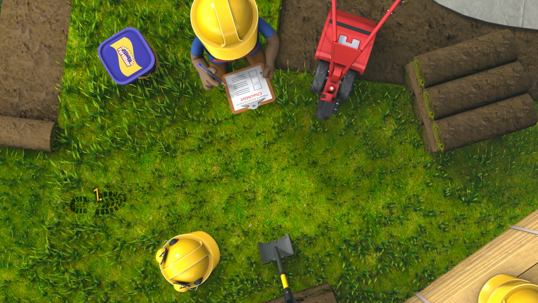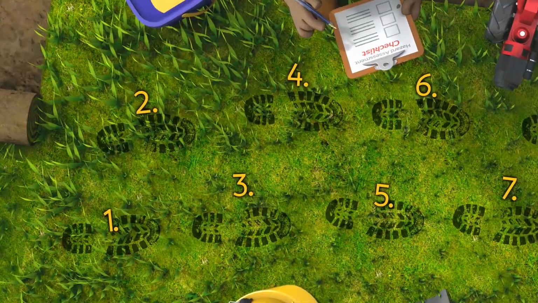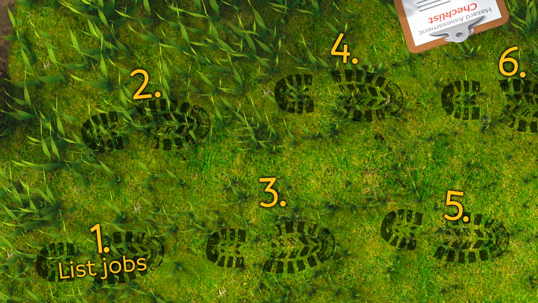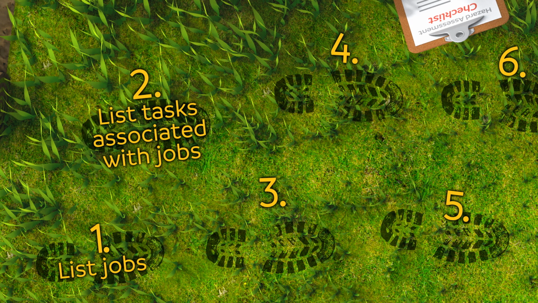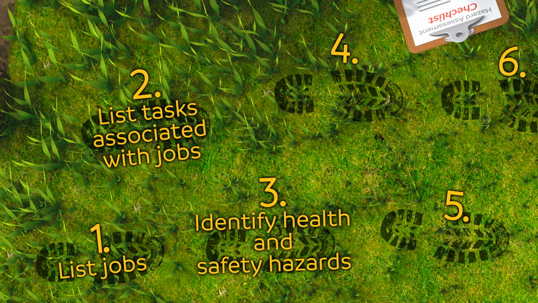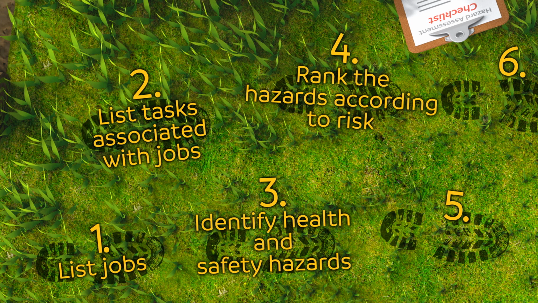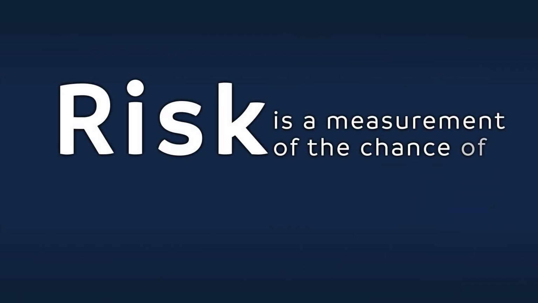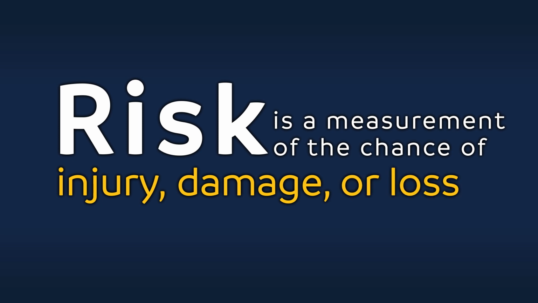According to the Government of Alberta, a formal hazard assessment includes 9 steps. We have already mentioned Step 1, listing everyone's job within the organization. Step 2, listing all the tasks associated with each job. And Step 3, identifying both health and safety hazards of each task. Step 4 is to rank the identified hazards according to risk. Risk is the chance of injury, damage, or loss due to the hazard. There are many ways to measure it.